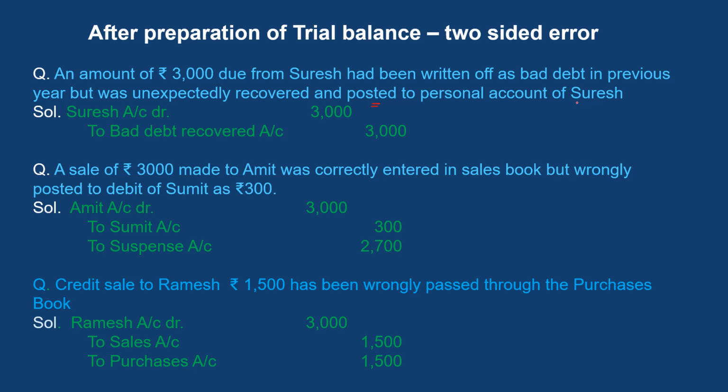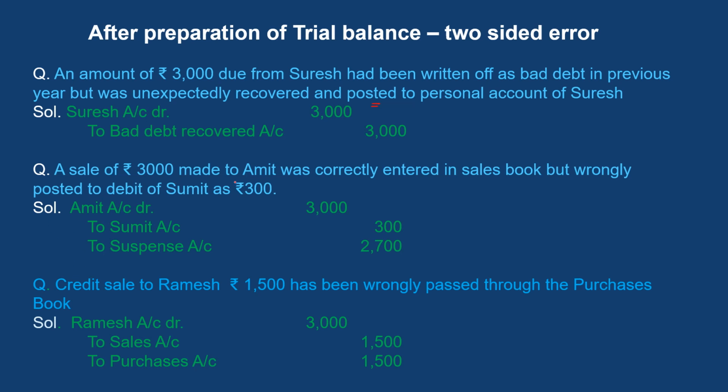So first thing, you know that you have to nullify the credit effect of Suresh. So you debit Suresh. Suresh account debit 3,000. And where should it have gone? Bad debt recovered. So you credit bad debt recovered account, and this is how you rectify the entry mistake you have made. Hope it's clear. Now we'll go to one more.